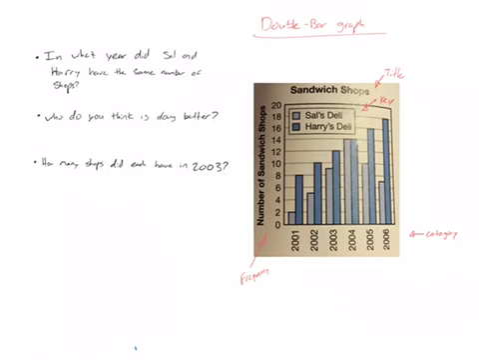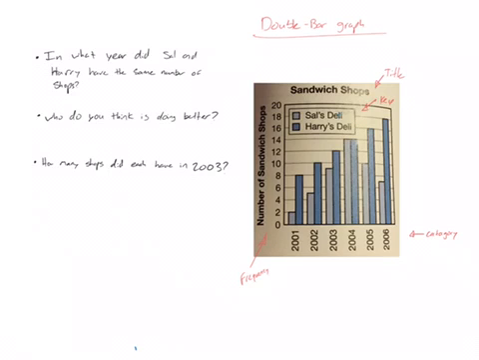Okay, now this is another bar graph, but this is actually a double bar graph. So it shows two different pieces of information for Sal's Deli and for Harry's Deli. And notice they're in two different colors. So this is for 2001, 2002, 3, etc. So again, our frequencies over here, we have a title, and we have categories down here, this time by year. And then of course, what we need to add is a key right here, so we know which color represents what. So let's see if we can answer some questions.